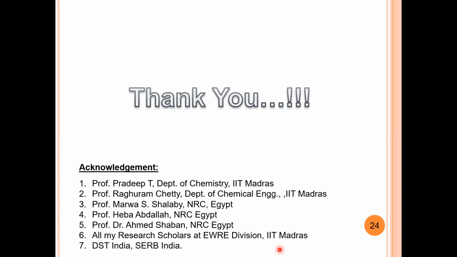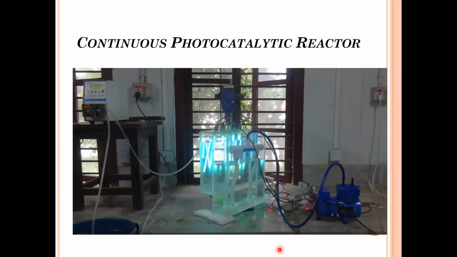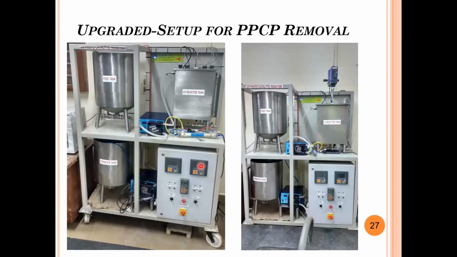So apart from that, we also work on membrane bioreactors, for which we have a setup, and we work on hollow fiber membrane modules for treating domestic wastewater contaminated with emerging pollutants. And we also have the smaller photocatalytic reactor for separation of the catalyst. This is the beginning which we started with, and we upgraded to a mobile unit. And this is what we have right now.